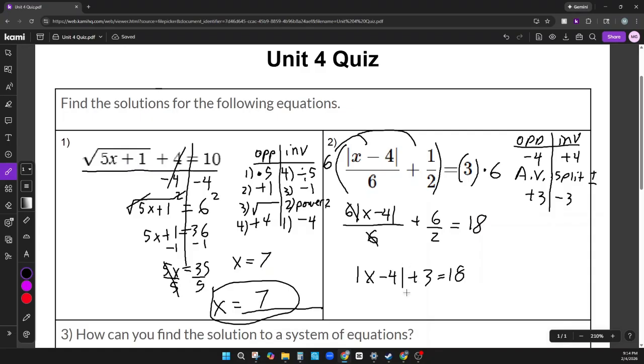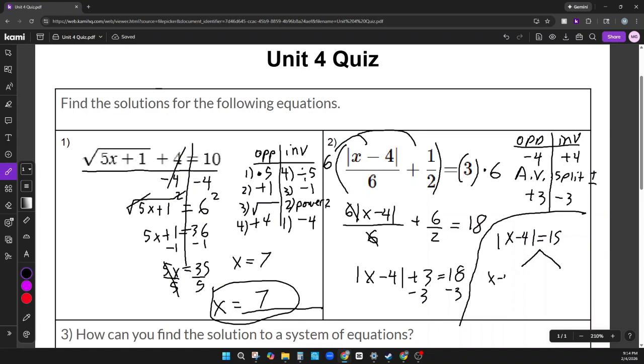So let's see what that looks like. So we minus 3, and I get absolute value of x minus 4 is equal to 15. From here, I need to split my equation. Let's go ahead and section this off so I don't mess up my work or confuse it with anything else. I need to split this.